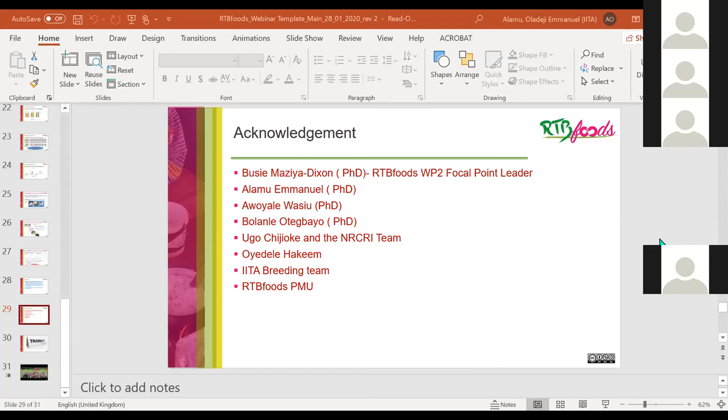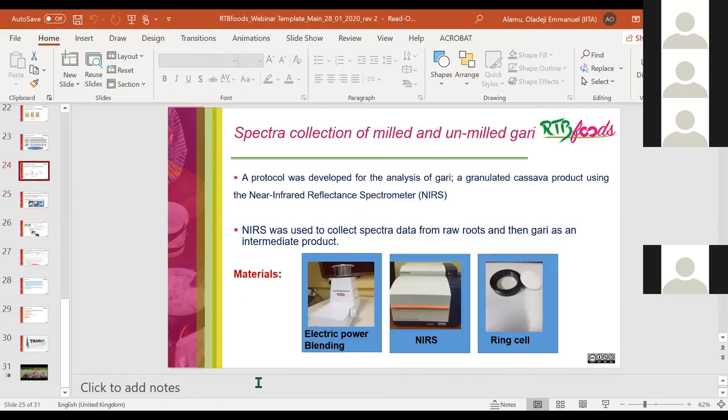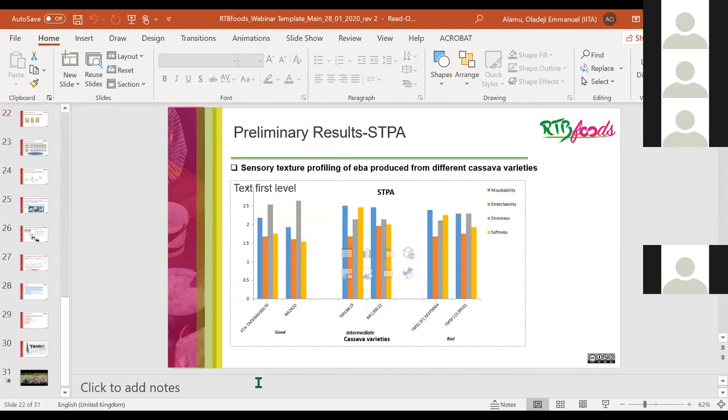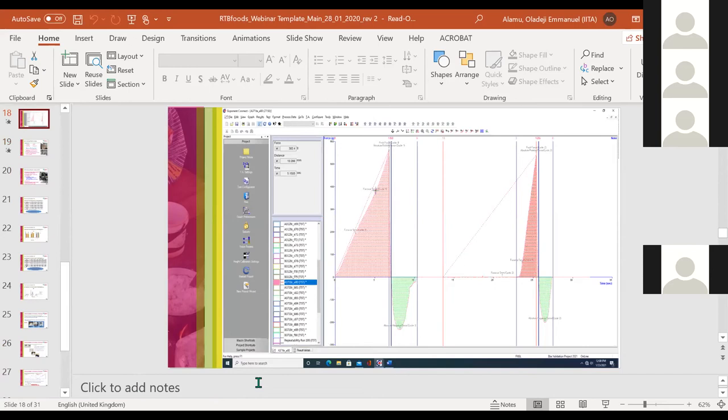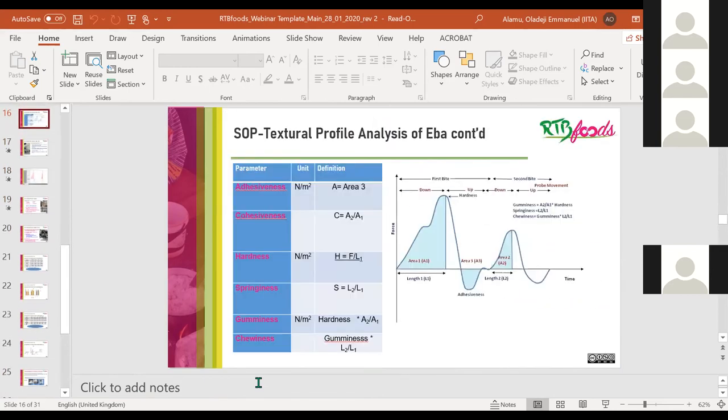I'm going to Bolanle's questions. How do you determine the stretchability using instrumental TPA? Stretchability, that's one of the questions. I will try to answer it in our little way. In the machine, let me go back to the one, let me use this one.